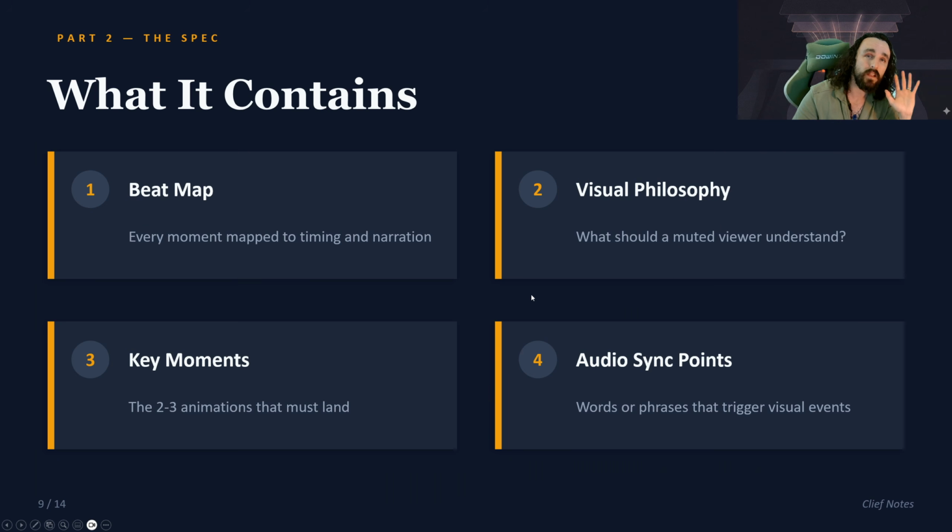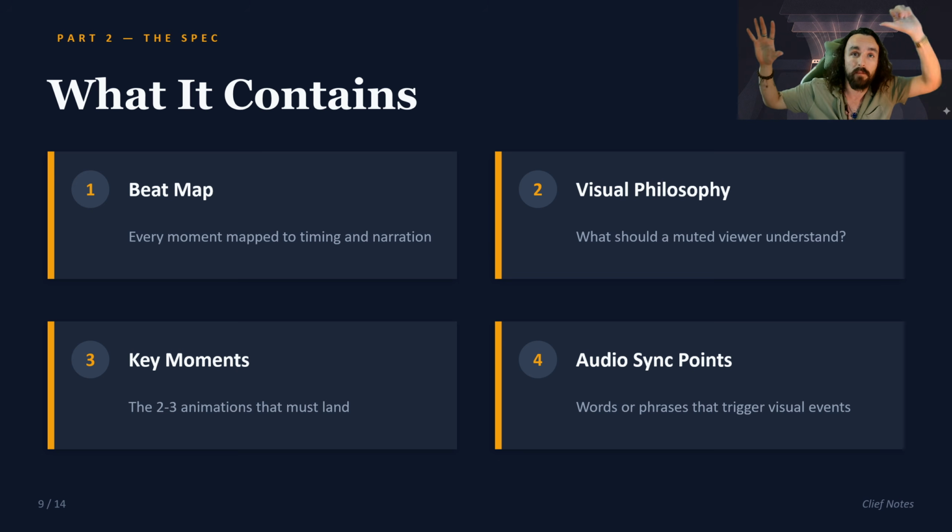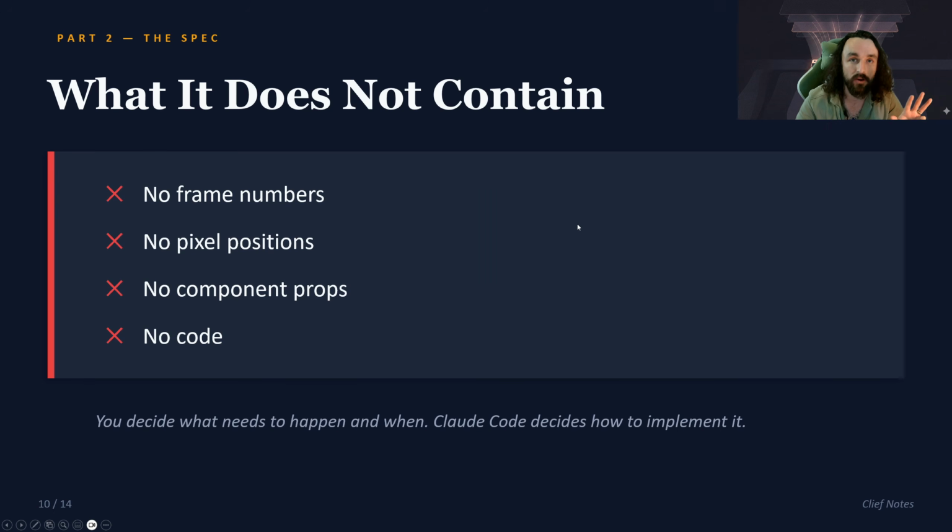But anyway, continuing, right? Let's say you don't want to do that and you just build this all on your own. You take the transcript from this video. Pretty much the spec is just containing these 4 things: a beat map, so every moment, visual philosophy, what the viewer should understand, key moments, and audio sync points. Those are the key parts of all of it.